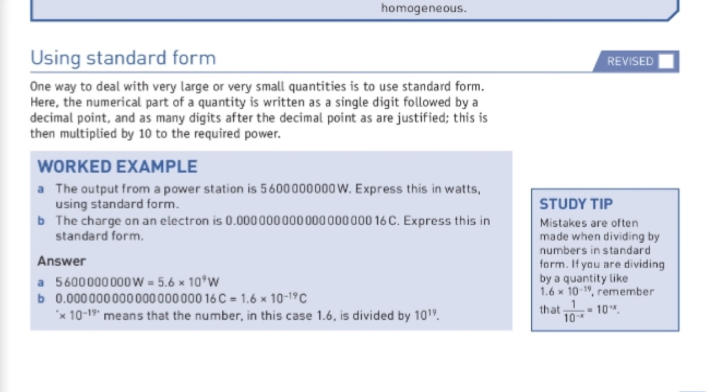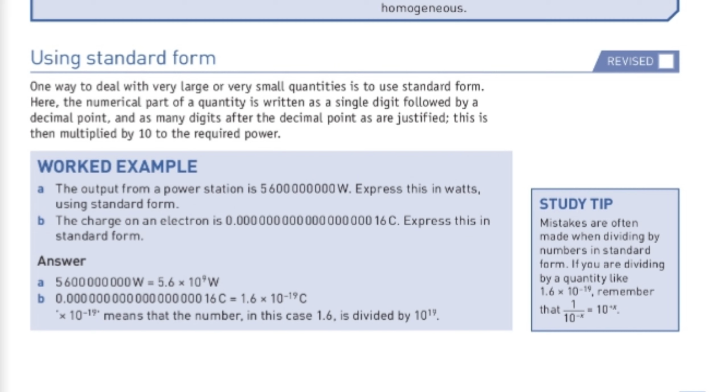Study tip: mistakes are often made when dividing by numbers in standard form. If you are dividing by a quantity like 1.6 times 10 to the power negative 19, remember that 1 divided by 10 to the power negative x equals 10 to the power positive x.